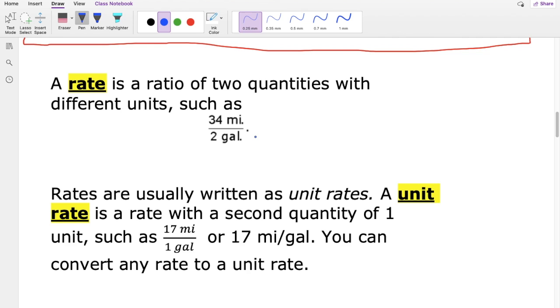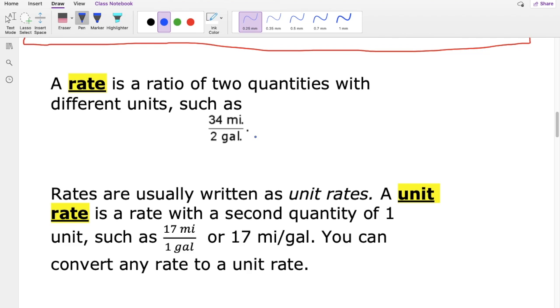This is a common rate that you will see when you start to drive. Another one would be miles per hour. That is also a rate. It tells you how fast you are going for every hour.